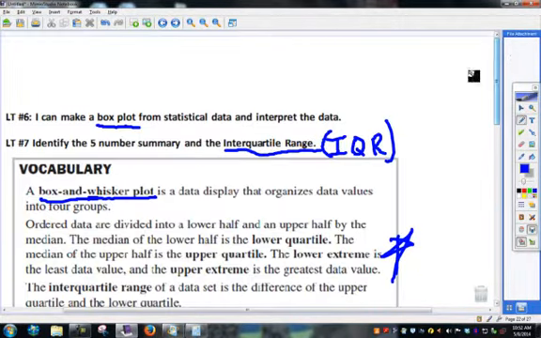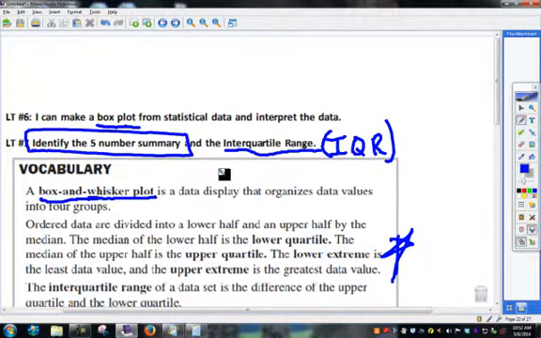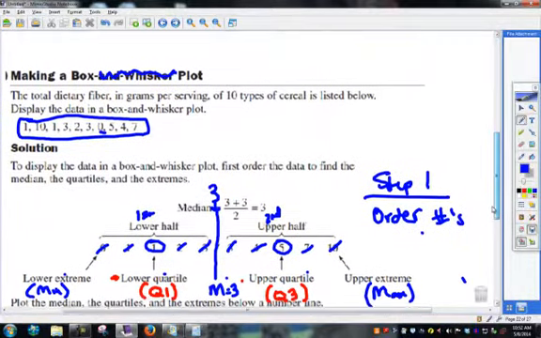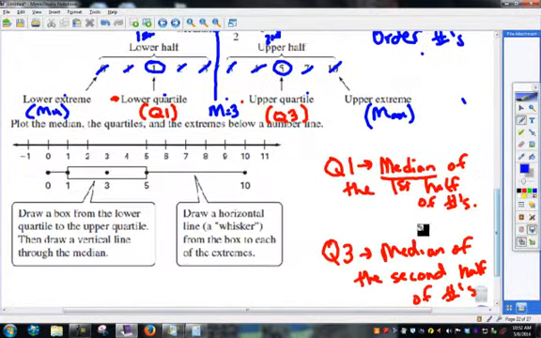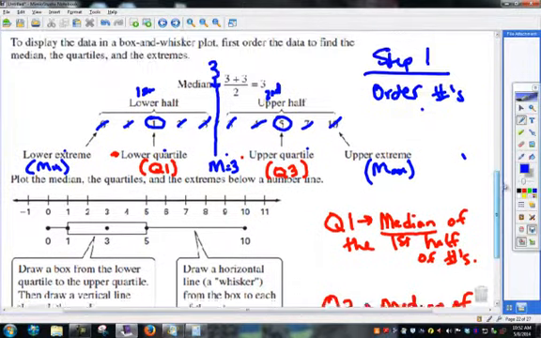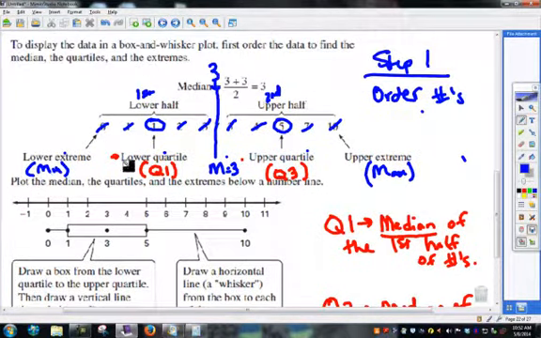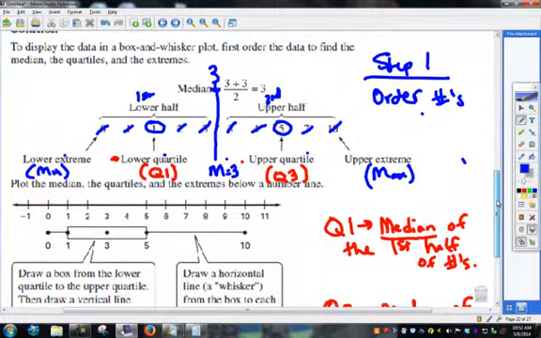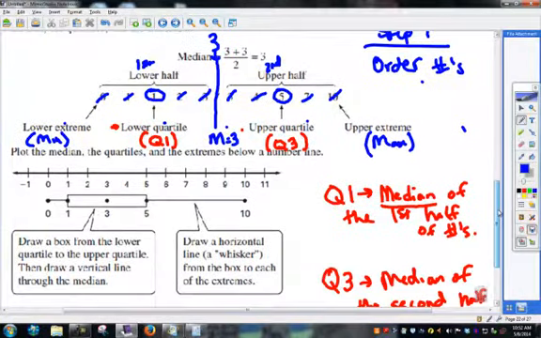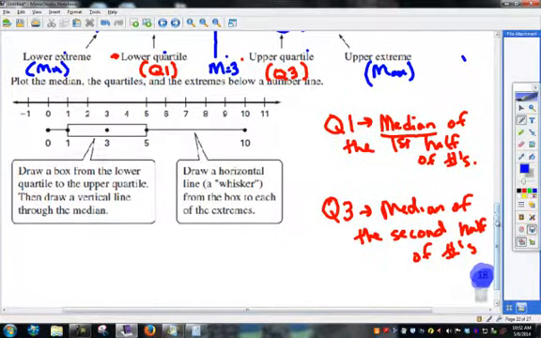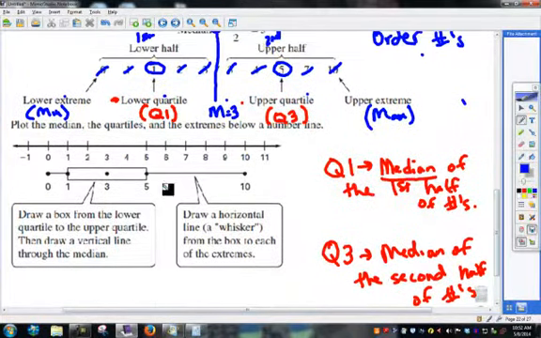Let's go back up to the learning target. Identify the 5-number summary. Guys, you just did the 5-number summary of this data. Okay? There they are. That's your 5-number summary. It is the minimum, the lower quartile, the median, the upper quartile, and then the maximum. Now you use that 5-number summary to make your box and whisker plot.